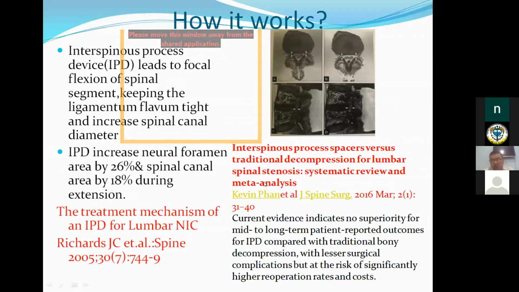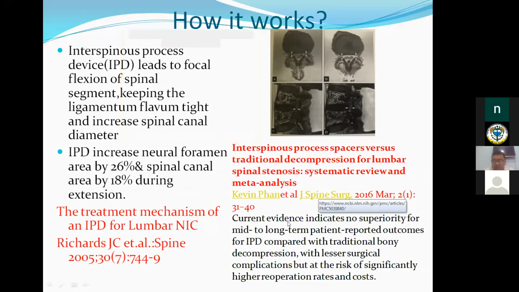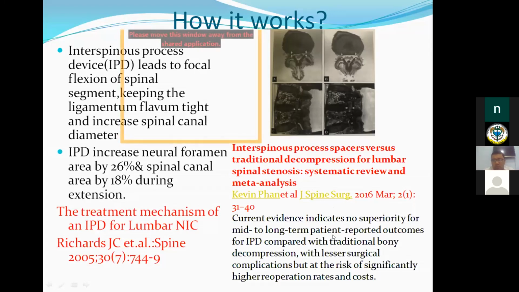But what the systematic review articles and meta-analysis articles say is that the current evidence indicates no superiority of this IPD device over traditional bony decompression. Initially there are surgical advantages with the IPD device, but it has a high resurgery rate, a high revision surgery rate. 15 to 25% of IPD patients need revision surgery. So this device is also not superior to the traditional bony decompression.